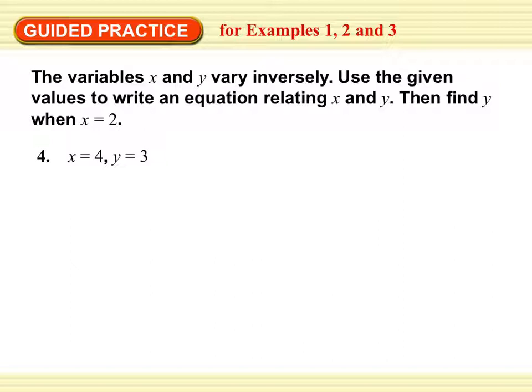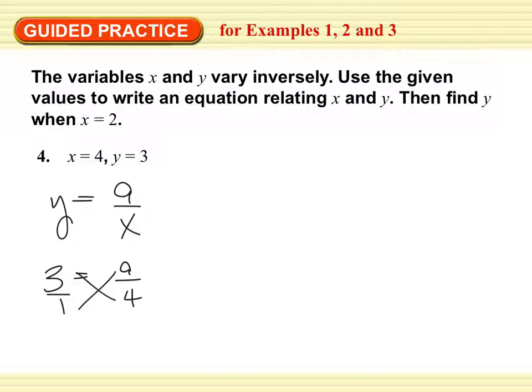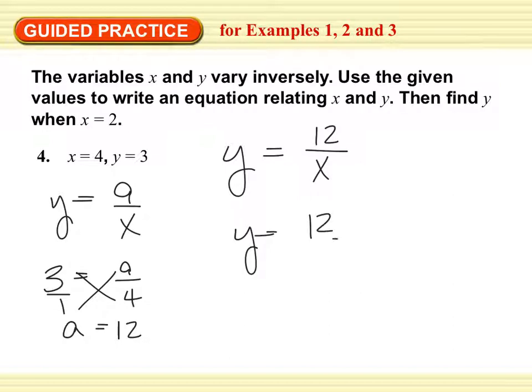Two variables x and y vary inversely. Use the given values to write an equation relating x and y. Then find y when x equals 2. So these are inversely. I've got y equals a over x. Plug in what I know. 3 equals a over 4. Go ahead and cross multiply. A equals 12. So my equation would be 12 over x. Then find y when x equals 2. Y equals 6.